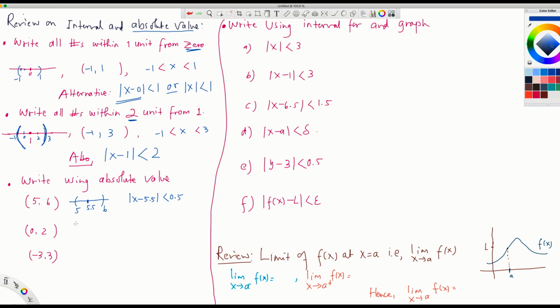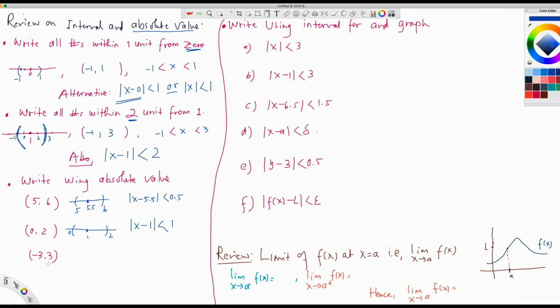How about this one? Let's see that. So how do I write that using the graph? Let's draw the line. There is 0, right? And then there is 2. What is in the middle? There is 1, right? 1 is in the middle. So how do I write this using the absolute value? You write x and then minus and then the number in the center is 1 and then less than, what is the maximum distance from the center to the boundary? It is 1, right? Because that is the 1 unit distance.